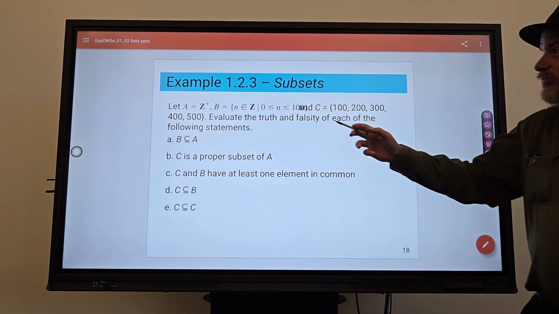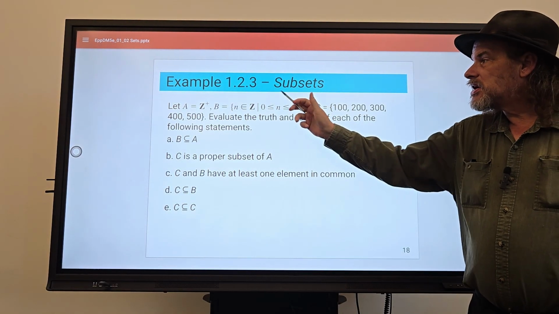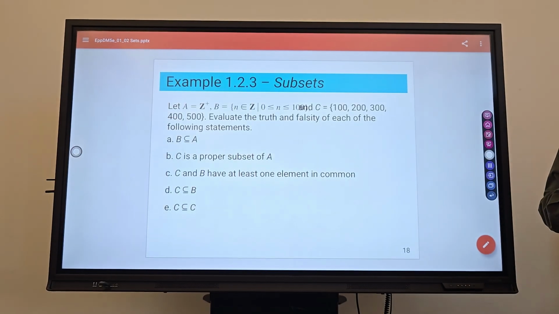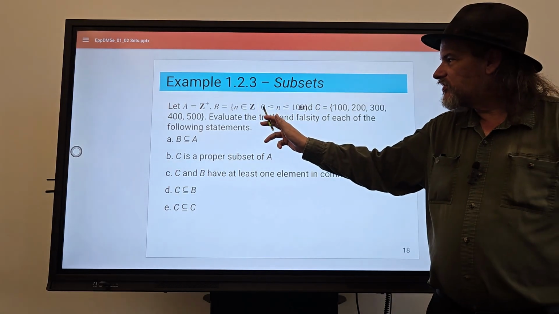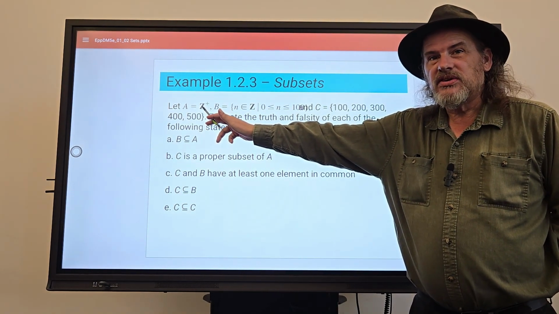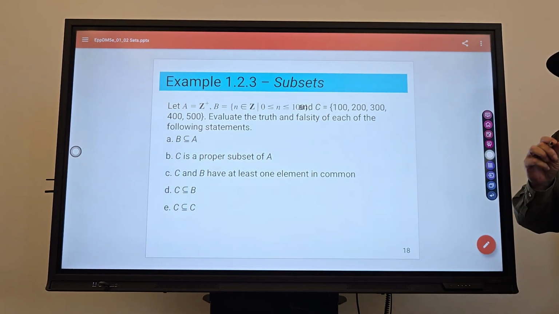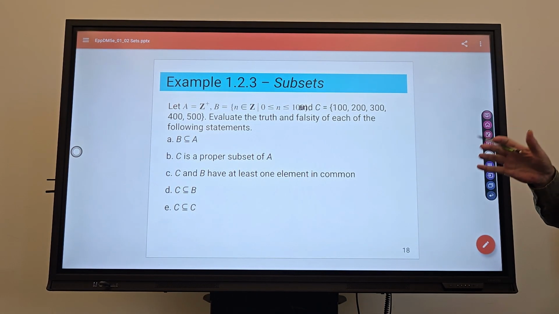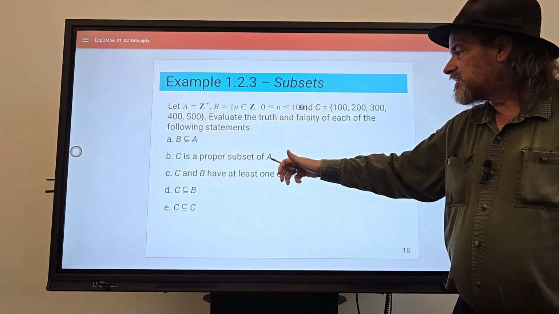Are the integers from 0 to 100 a subset of the positive integers? No, because 0 is not. This includes 0, and 0 is not included in the positive integer set. Yeah, little details. Math loves details.